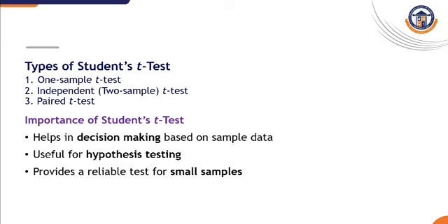The types of student t-test: the one sample t-test, the two sample t-test, which means independent comparisons, and the paired t-test. These are the three types of student t-test. Now we see the importance of this student t-test. It helps in decision making based on sample data, is useful for hypothesis testing, and provides a reliable test for small samples. In these situations we apply the student t-test.